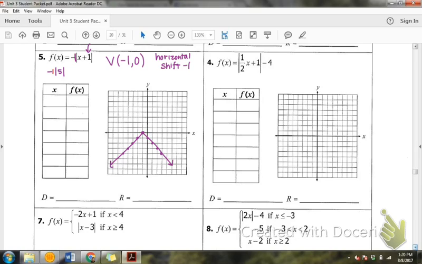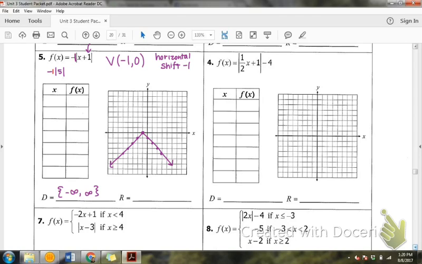So let's do the domain here. Domain is still stretching, right? You're still going to go all the way to the left and all the way to the right. Correct? Your domain is still going to be negative infinity to positive infinity.